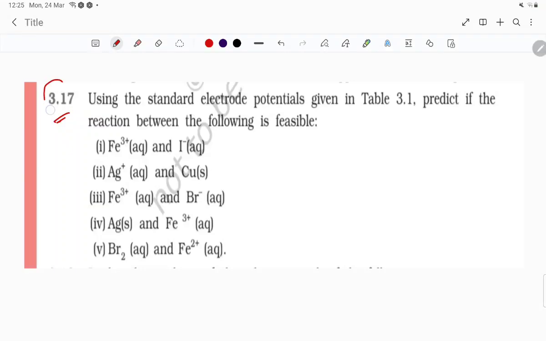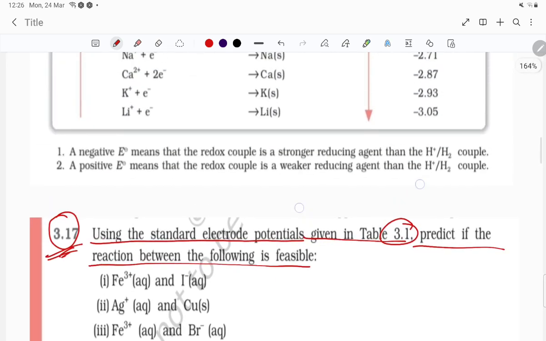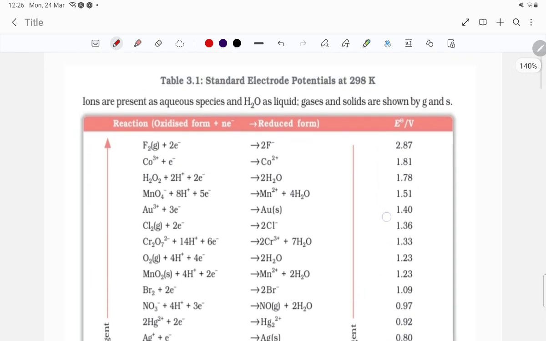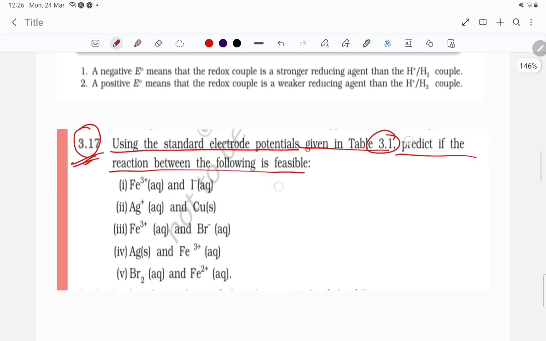Hello student, let's try to understand question number 17 of electrochemistry. Using the standard electrode potential given in table 3.1, predict if the reaction between the following is feasible. So table 3.1 is what we have here, student, that is the standard electrode potential.